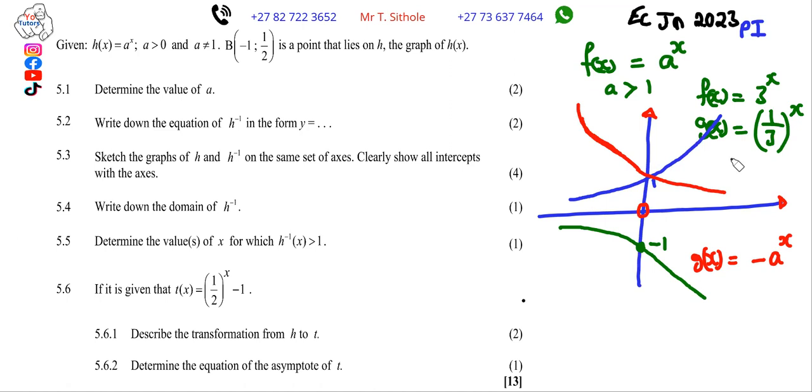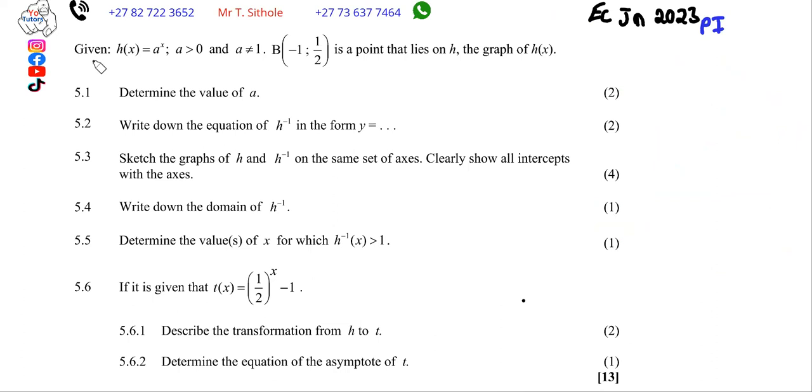That's what I wanted to show you about your exponential function. Also, the shift up and down is brought by plus q; that is an up and down shift. Now let's attend to the question at hand. Given h of x is equal to a to the power of x, a is greater than 0 and a cannot be equal to 1. Now b, which is -1.5, is a point that lies on h, the graph of h of x. Determine the value of a.